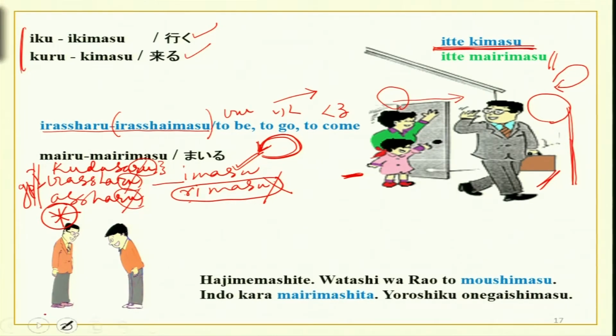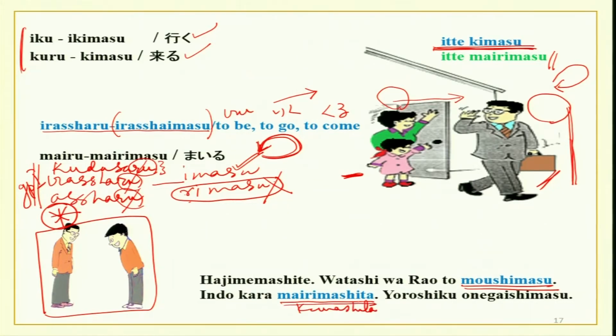Now, you have seen this picture as well. This is when you are introducing yourself. So, hajimemashite, watashi wa Rao to moshimasu. Moshimasu over here, which you did in your previous slide, and Indo kara mairimashita, meaning kimashita, polite. So, I have come from India over here, which is polite. So, this is your actual polite introduction, first time introduction to anyone. Yoroshiku onegai shimasu. I hope you have understood.